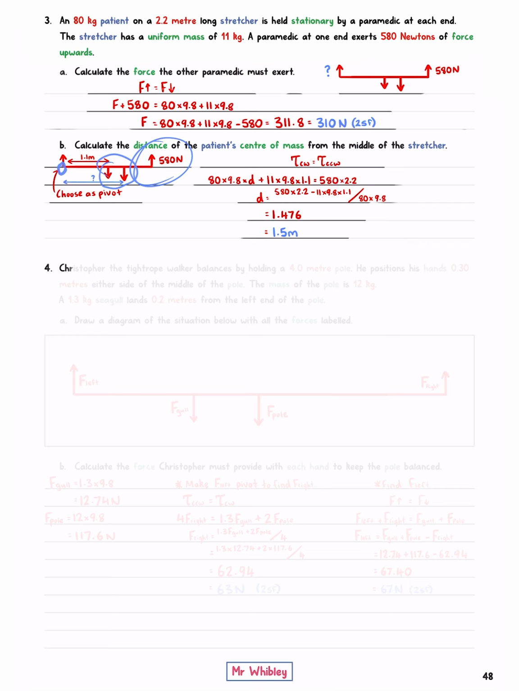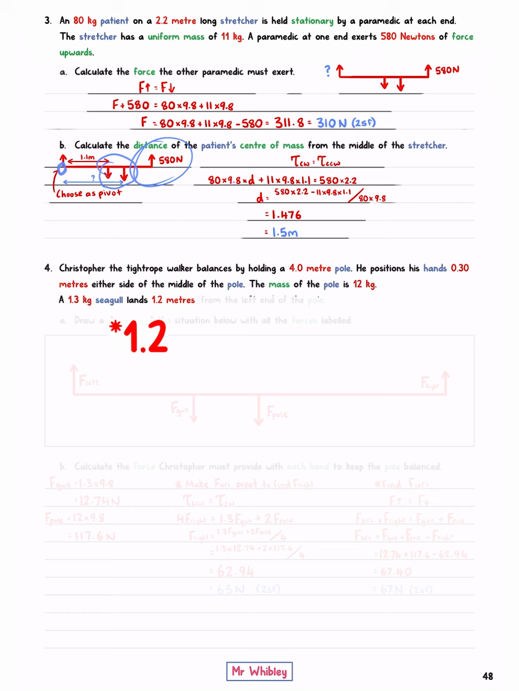Question 4. Christopher the tightrope walker balances by holding a 4-meter long pole. He positions his hands 0.3 meters either side of the middle of the pole. The mass of the pole is 12 kilograms. A 1.3 kilogram seagull lands 0.2 meters from the left end of the pole. Draw a diagram of the situation below with all the forces labelled.